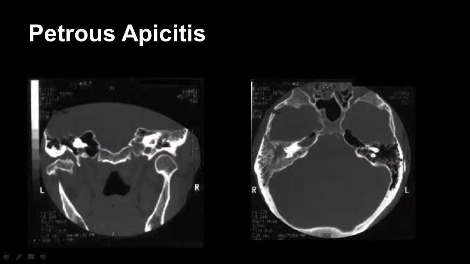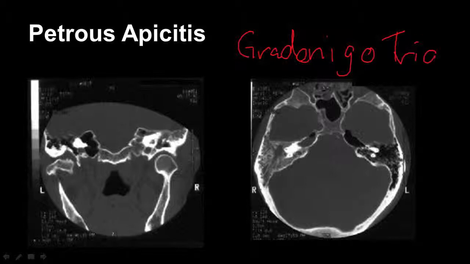So in petrous apicitis, we want to remember something that you probably remember from your boards called Gradenigo's triad. In Gradenigo's triad, if you remember, it involves a triad of retroorbital pain as well as sixth nerve palsy and otorrhea. Obviously, a lot of patients with petrous apicitis won't manifest all three at the same time, as it can be pretty random, but if you do see that triad, it's pretty typical for petrous apicitis.